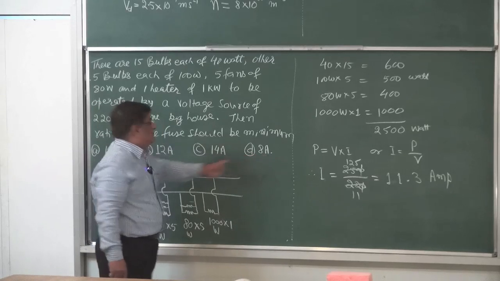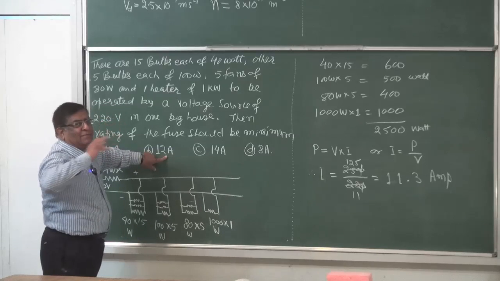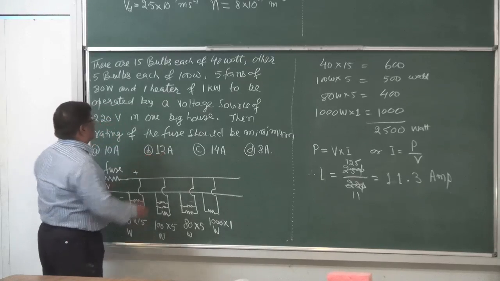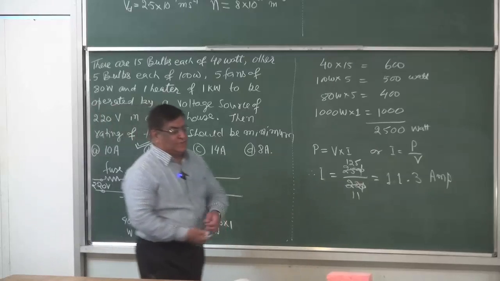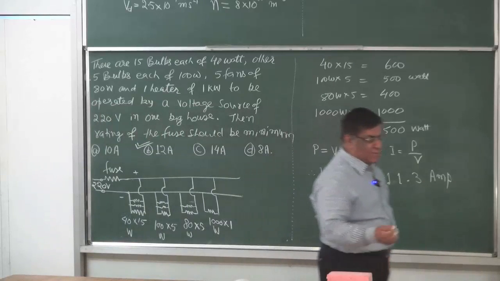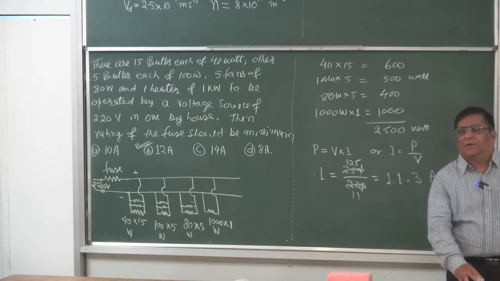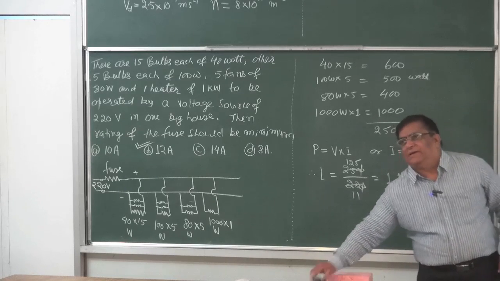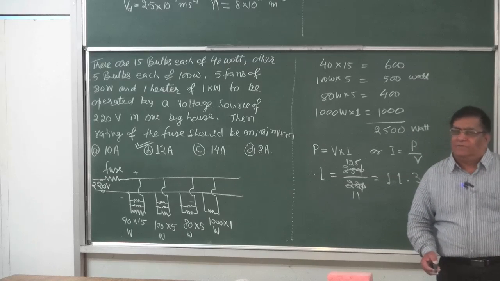So which is the nearest one? 12 ampere. It should be higher but nearest. So this is our right answer, 12 ampere. So this is how it is done. It's a very simple question. You might have done it in class 10th also. But it's a very practical thing. In our household use, we have to use it. We go to the next question now.